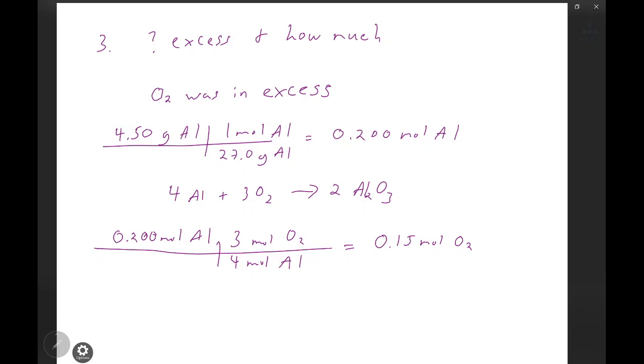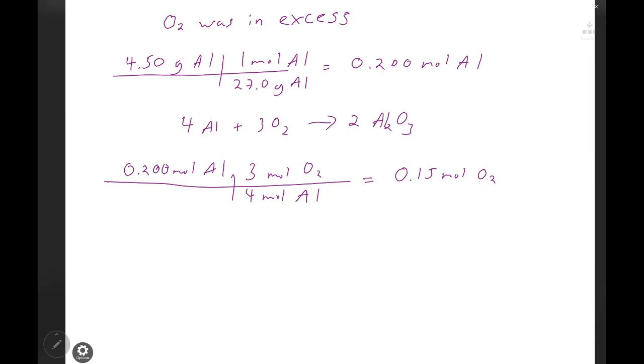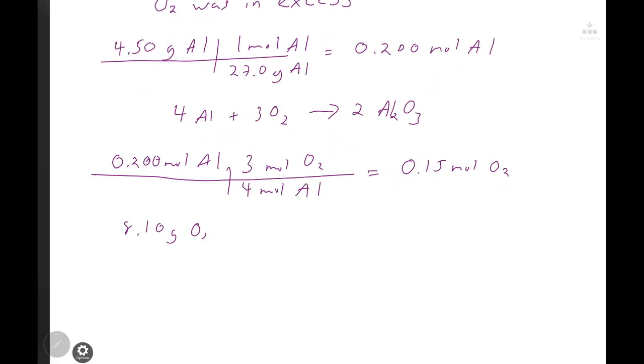Okay, so now we need to know how many moles of oxygen did we actually use, or how much were we actually given. So remember that we just need to convert our grams of oxygen to moles of oxygen. So again, if you had done this stepwise, you wouldn't need to redo this calculation. Okay, but I didn't write it out stepwise. So let's do 8.10 grams oxygen, sorry. Okay, so that's 32 grams per 1 mole. Okay, so this gives us 0.253 moles of oxygen. So I needed 0.15 moles of oxygen, but I was given 0.253.